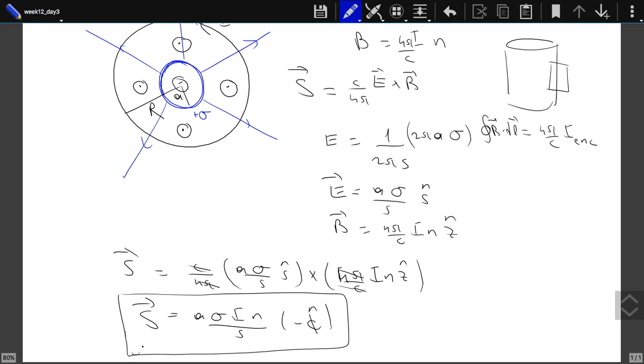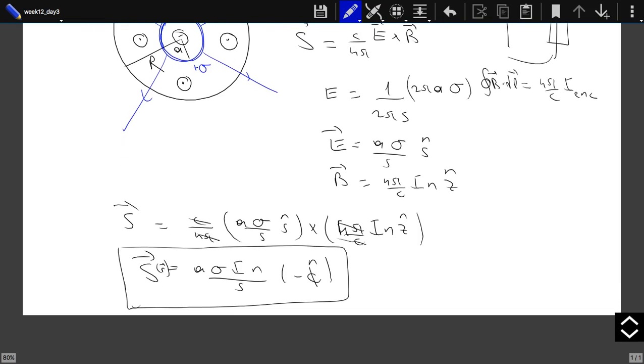Is the s between R and A? S between R and A? Yes. So we are looking at a point inside the outer cylinder and outside the inner cylinder, because everywhere else, either E is 0 or B is 0.